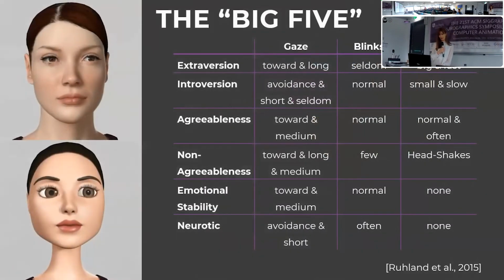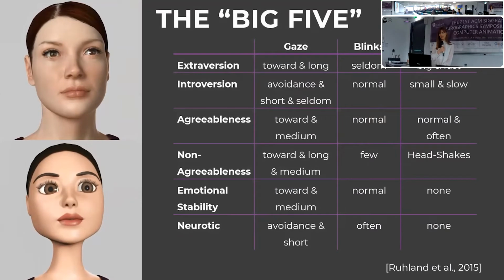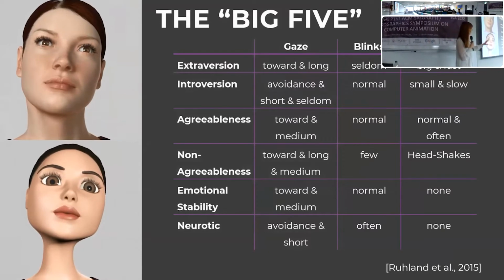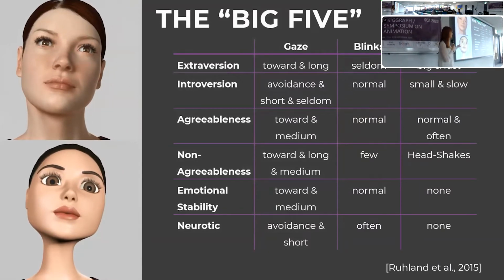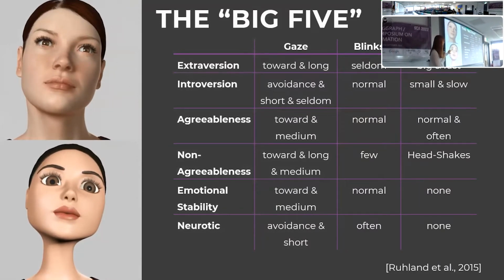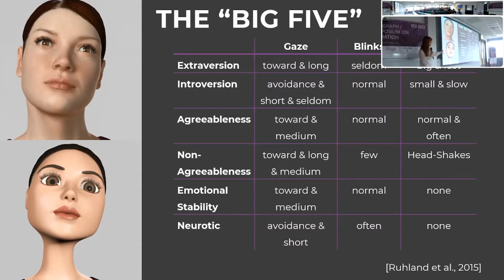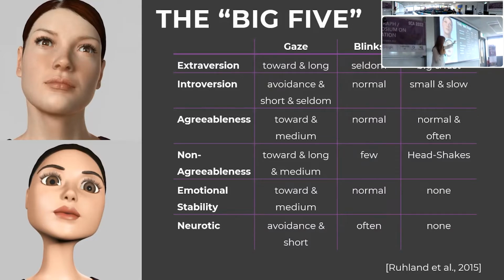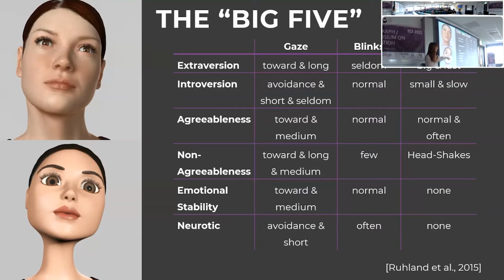So we ran an experiment. We looked at all the psychology literature at the time to find what properties in just the head and eyes, so if you just had your head motion, your eye gaze and your blinks, can you represent a virtual character? Based on all the literature that we read at the time, we came up with this. Now, we didn't do all the Big Five, but we did three of the Big Five, the polar opposites of them.